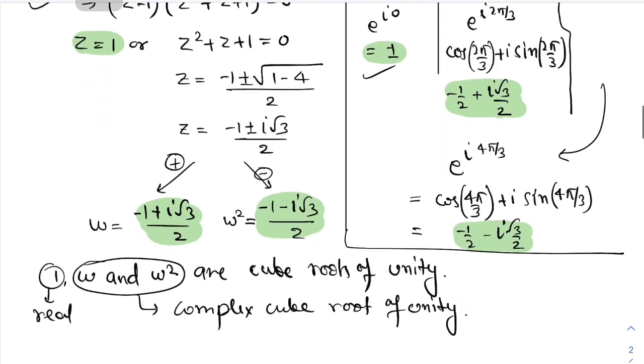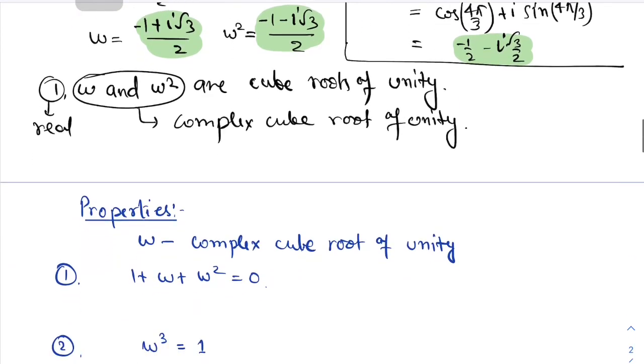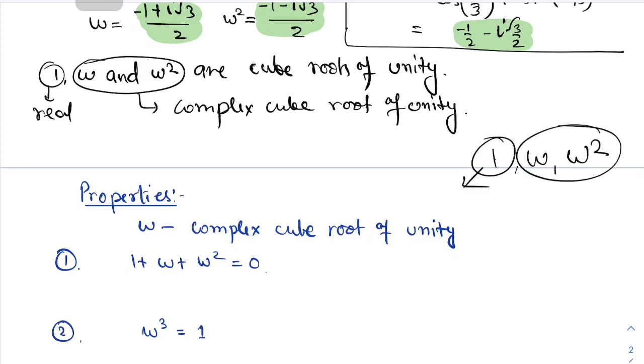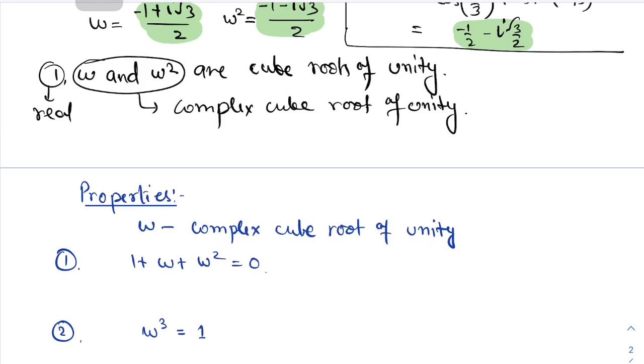So our cube roots of unity, there are 3 cube roots of unity, that is 1, omega, omega square. 1 is obviously real, and these 2, omega and omega square, we can say are complex. Okay, complex cube roots of unity. So in many more questions you will see this term complex cube roots of unity. So by reading complex cube roots of unity in any question, you'll automatically consider them to be omega and omega square.